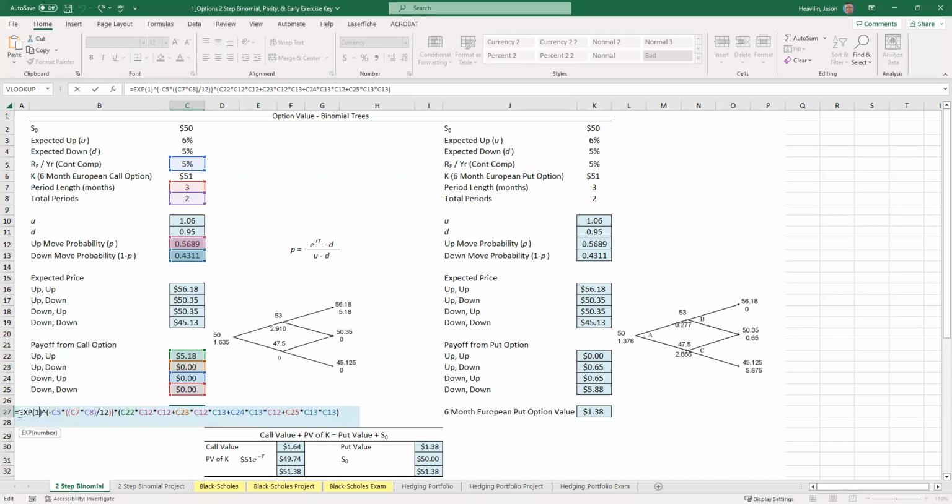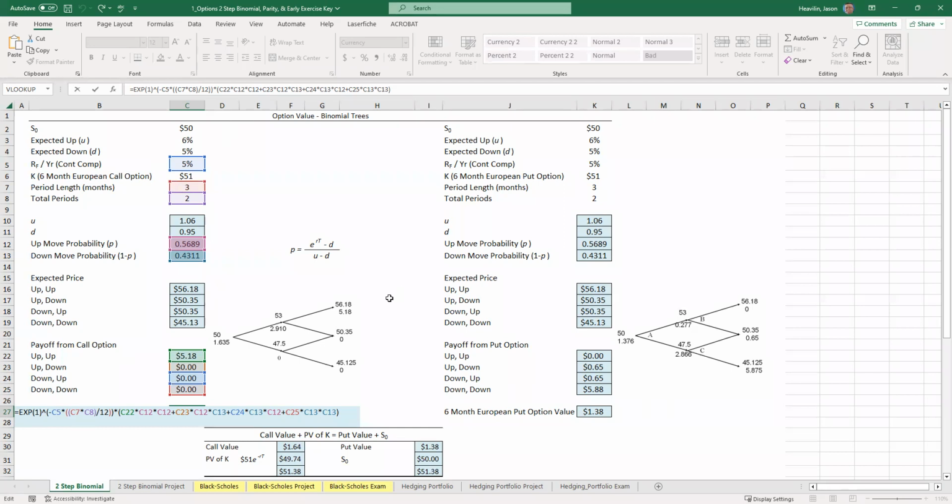So Euler's number function in Excel is exp with a 1 in parentheses. That's Euler. That's the E portion, that E that you see there. And now C5, we are using the risk-free rate again. But like I said, put a negative. So now we are in the discounting approach. But we're going to multiply by C7, which is the 3 months.